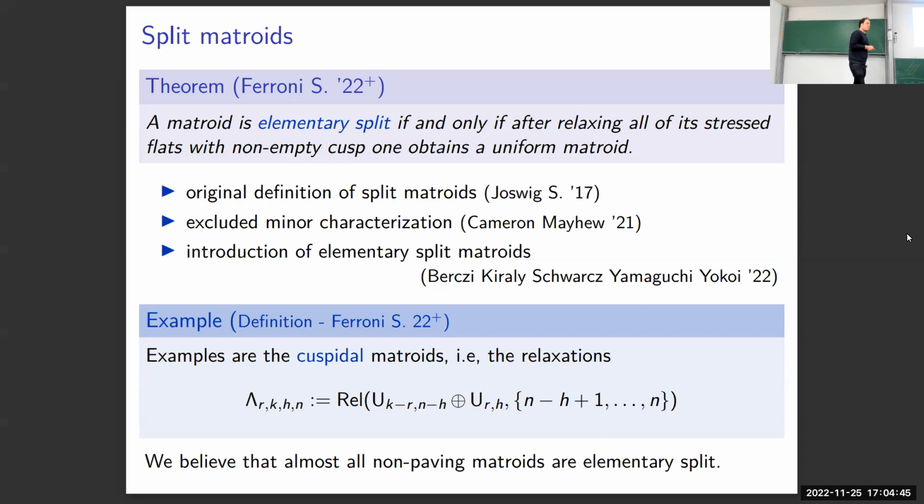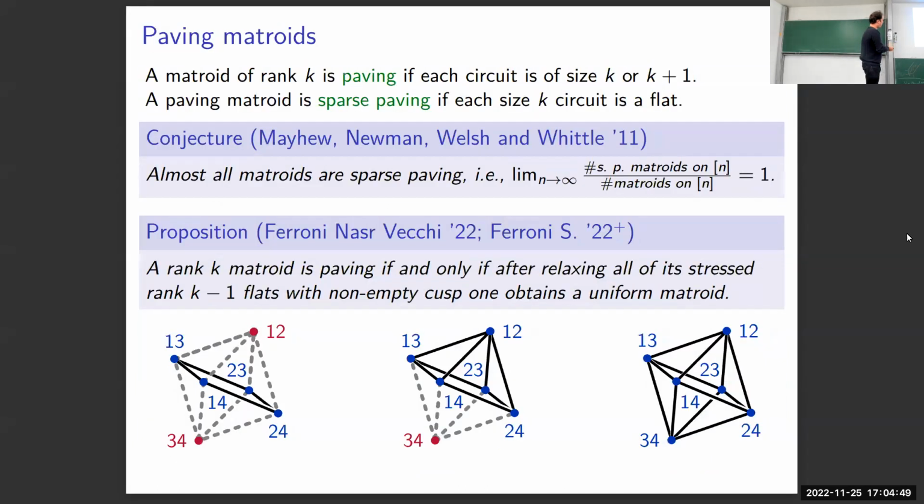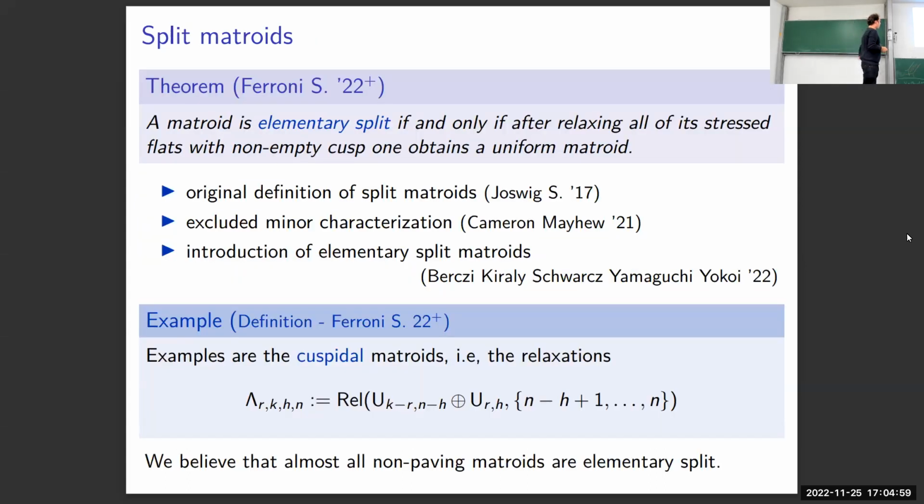And almost means all but finitely many, or some limits? Almost always means in the matroid language that if you take the limit, as the size of the ground set goes to infinity, then it should tend to 1. Okay. Because everything is finite if you fix the ground set of matroids. That's right. Okay. So these are the terms we need.